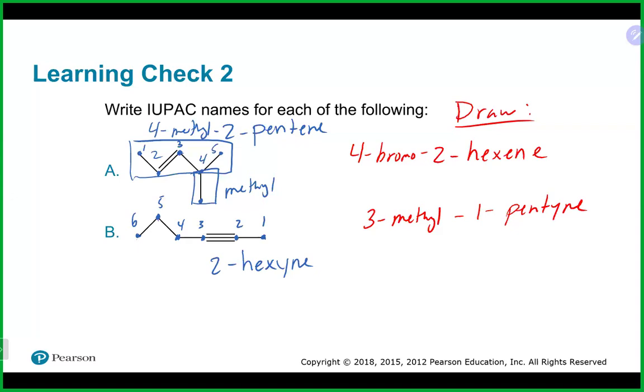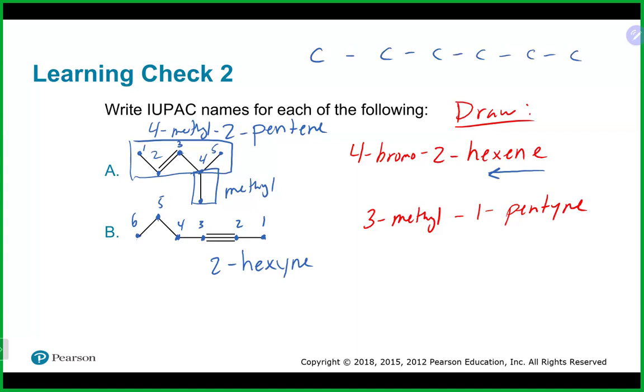So if we are drawing, just like normal, we always want to work backwards, right? So here, hexene: the ENE tells us there should be a double bond, and the hexane part tells us we should have 6 carbons. So like normal, I would just start with the carbons.